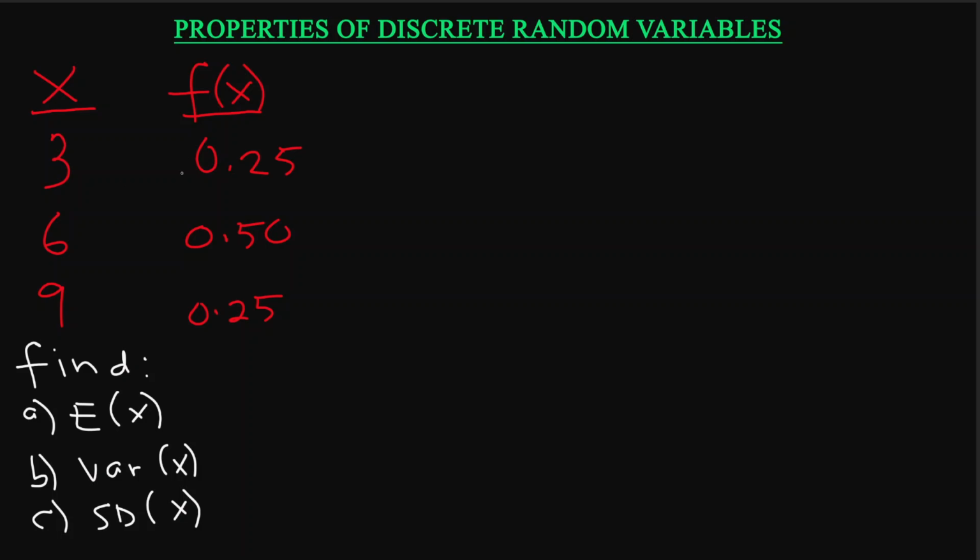The probability that the variable takes on a value of 3 is 0.25. The probability that it takes on a value of 6 is 0.5. And the probability that it takes on a value of 9 is 0.25. We are going to try to find the mean or the expected value of this discrete random variable, the variance, and the standard deviation. So let's start with the mean.